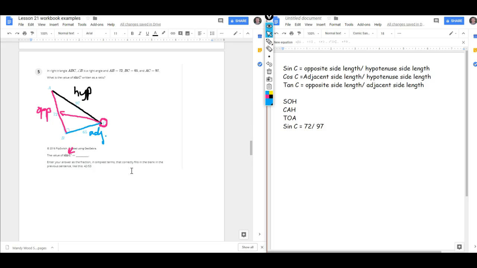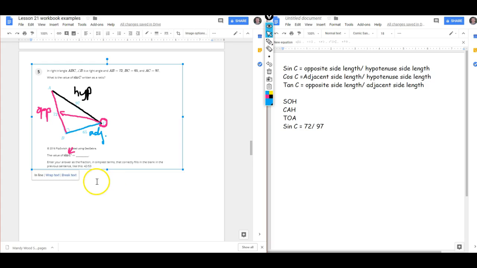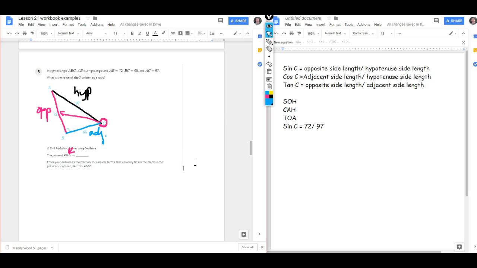So we are going to see if 72 and 97 can be reduced. And I will just let you know it cannot. That is because when you look at 72, it doesn't have any of the same factors that 97 has. So enter your answer as 72 divided by 97.